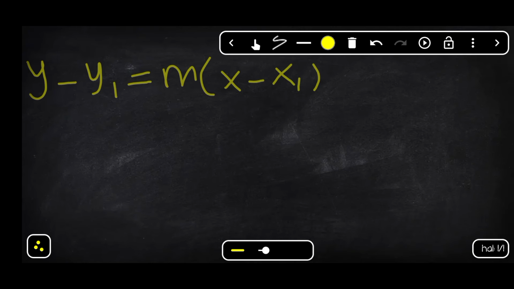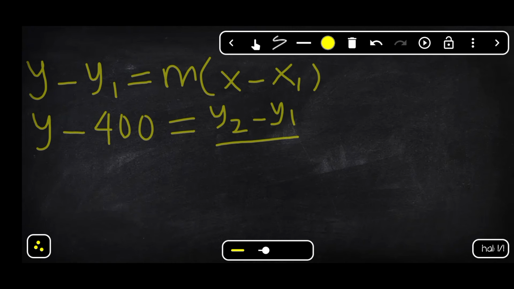Now we can add all of the components that we have found before. y is something that we want to find, so we write it as y minus y1. As we know before, y1 is 400, equal to m. m is the gradient, so we can write it as y2 minus y1 divided by x2 minus x1, times x minus x1, which is 1990.